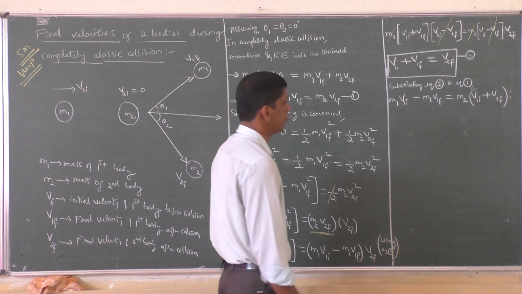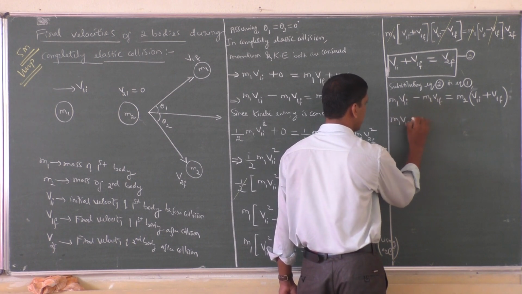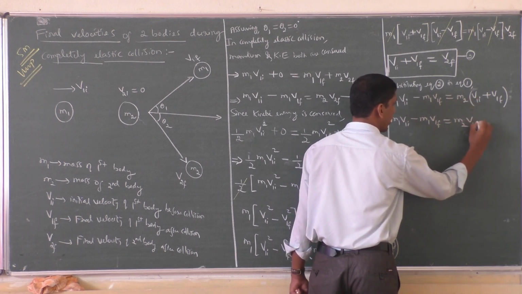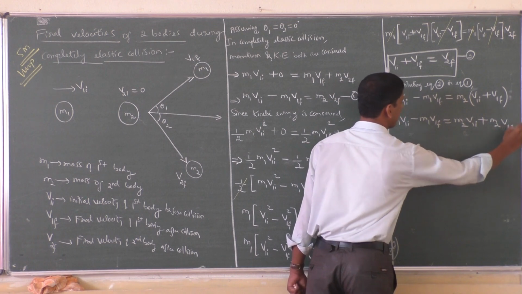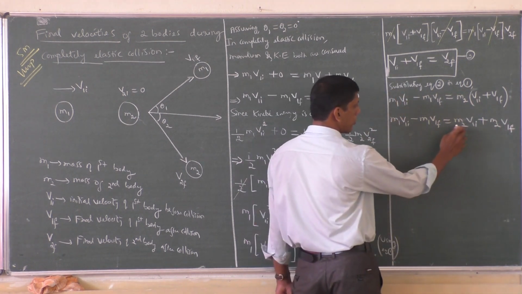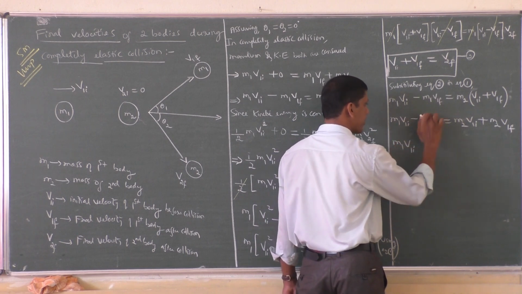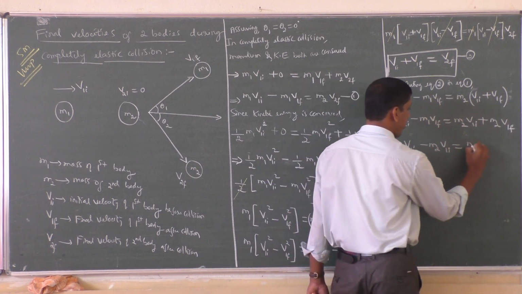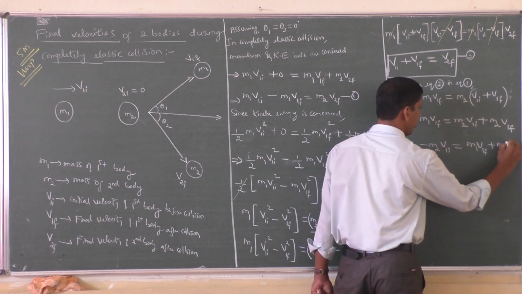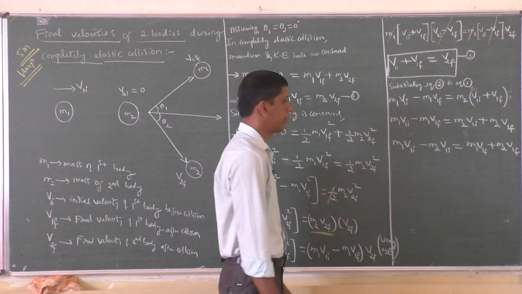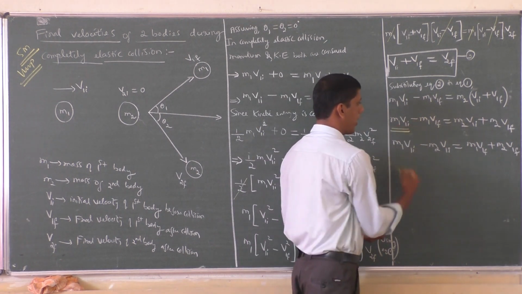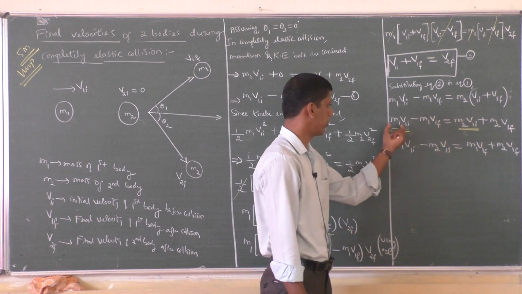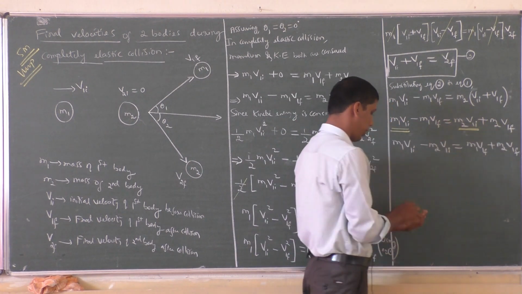Now we have to solve this one. m1 v1i minus m1 v1f should be equal to, taking the multiplication, m2 v1i plus m2 v1f. Bring this term to the left side, so m1 v1i, and taking this term to the right side, minus m2 v1i, should be equal to m1 v1f plus m2 v1f. Because this term as well as this term is in the form of v1i, and the v1f term is there in both the terms.